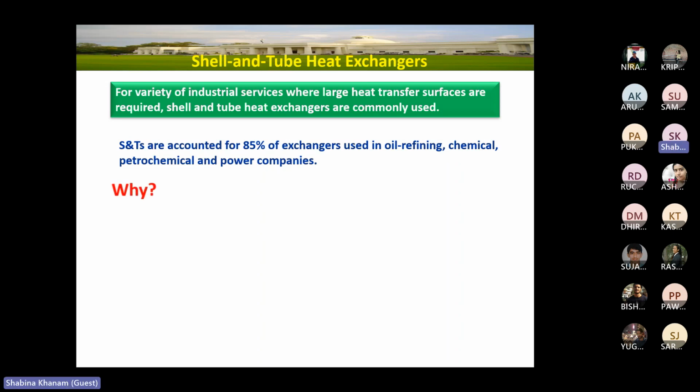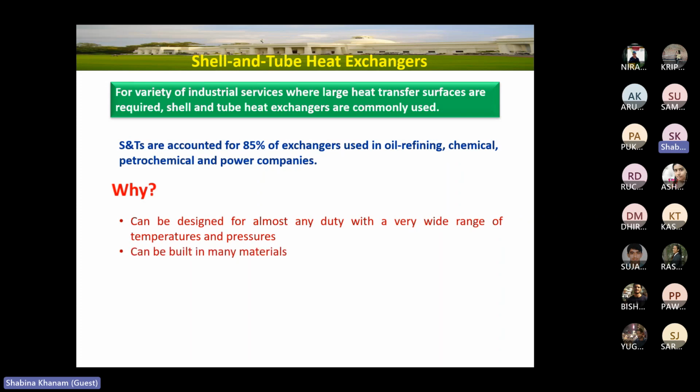And why is that much, 85%, for shell and tube heat exchanger? The reason is it can be designed for almost any duty with a very wide range of temperatures and pressures. So a wider range of temperature and pressure conditions can be accommodated in shell and tube heat exchanger. It can be built in many materials of construction, many materials are available, and there are many suppliers.